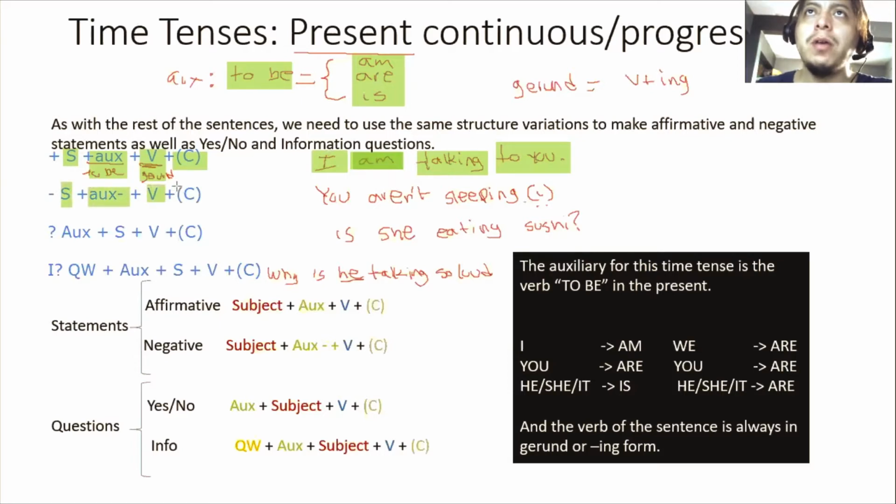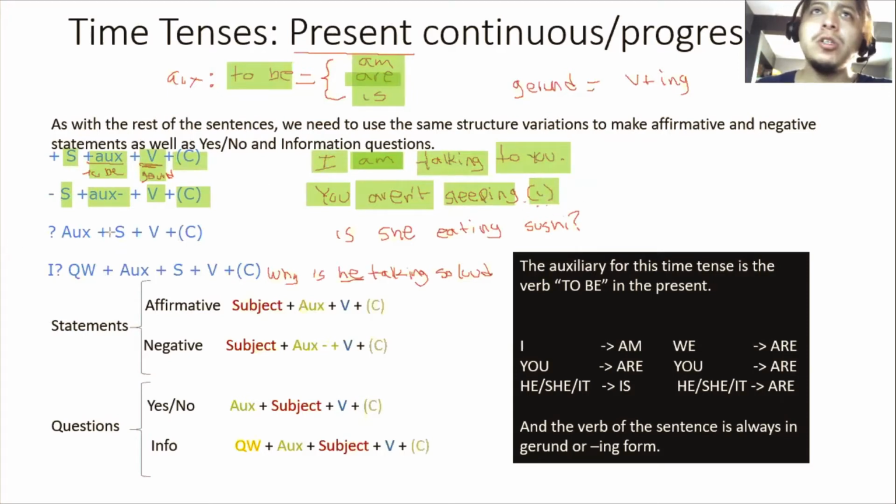Okay? When you want to make it negative, you have your subject, the auxiliary takes the negative, you have your verb, and you have your complement. Subject, the auxiliary taking the negative. Why aren't? Are because it is the second person. The second person of the singular or the plural needs are. The verb with ing, and remember that this is always optional. So if I don't have any complement, that's okay.